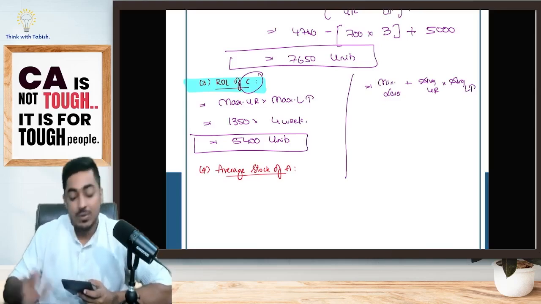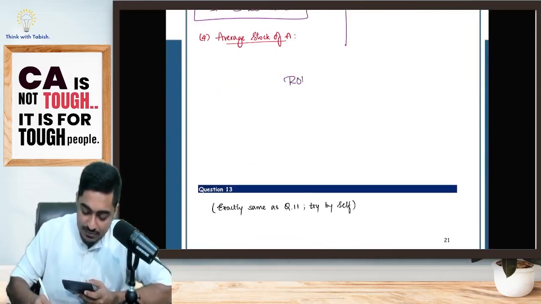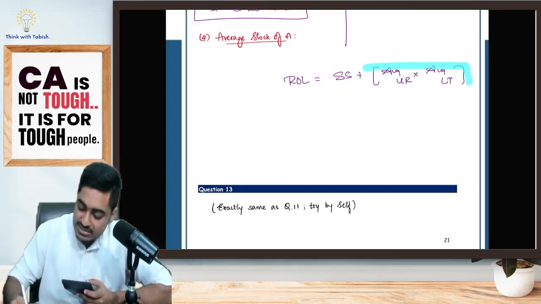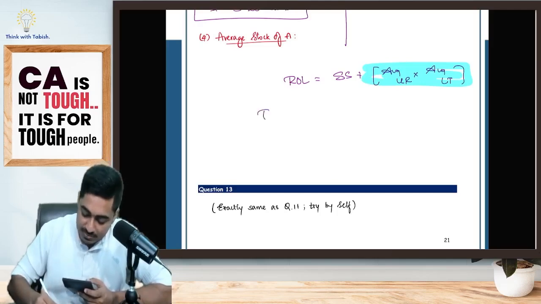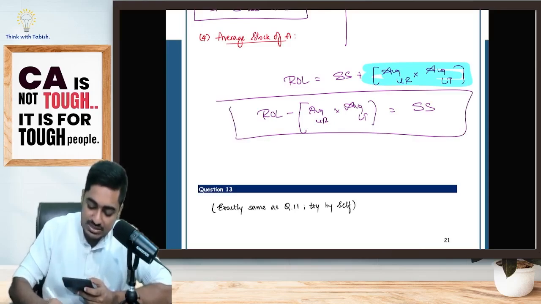Sir, how can I believe you? Okay, just pay attention. My reorder level formula with the safety stock is safety stock plus average usage rate into average lead time. I will take this entire segment to the left hand side. That means it will become reorder level minus average usage rate into average lead time is equal to safety stock.